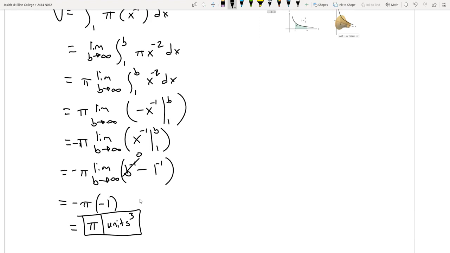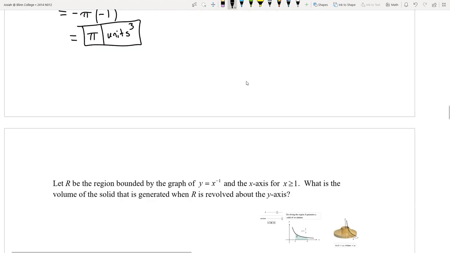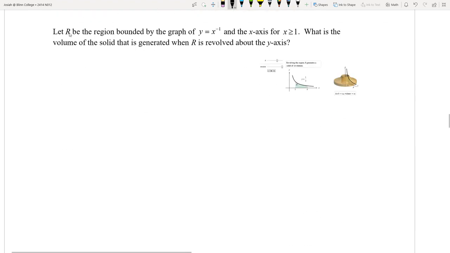So we can use these limits to characterize an integral going to infinity even in the application of a solid of revolution. So we'll go ahead and look at another one here. We've got, again, the same function and the same region, but we're actually going to take that region and revolve it about the y-axis.